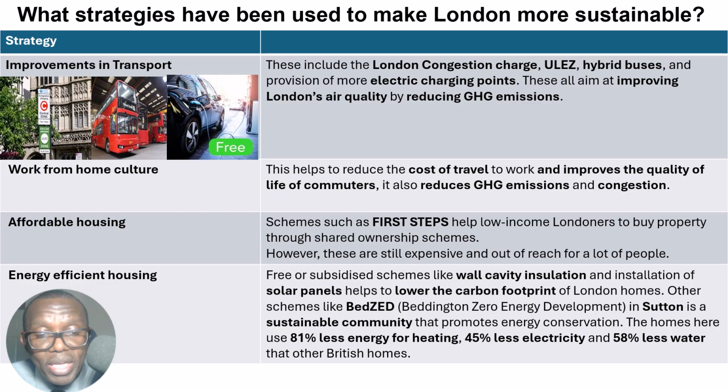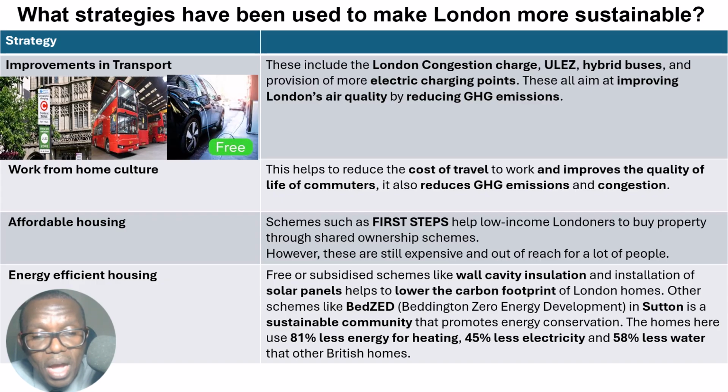And then the next one is affordable housing. Now, we know that the cost of housing in London is quite high, and as a result, to make London a more sustainable place to live, affordable housing schemes have been provided. One such scheme is First Steps. This particular scheme helps low-income earners to buy property through shared ownership. However, this can still be quite expensive and out of reach for a lot of people.